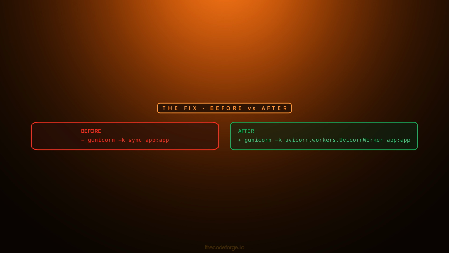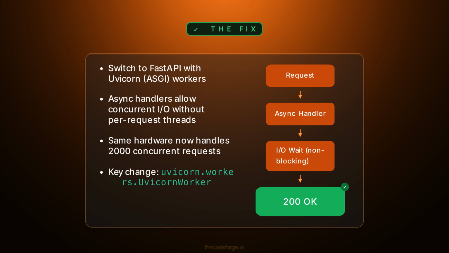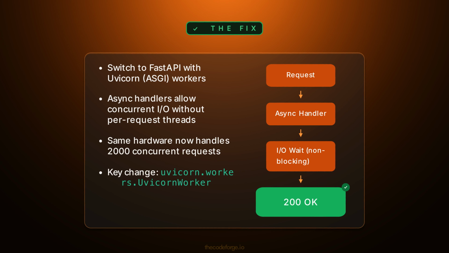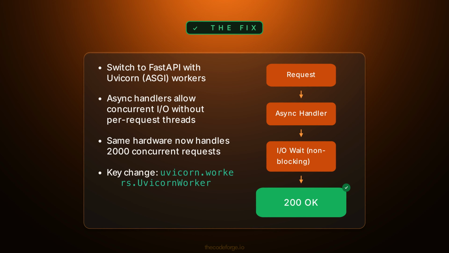Switching to FastAPI with Uvicorn's ASGI async workers allowed concurrent I/O without per-request threads, handling 2,000 concurrent requests on the same hardware. The fix was switching to FastAPI with Uvicorn's ASGI workers. Async handlers allow the event loop to handle other requests while waiting on I/O. The same hardware now handles 2,000 concurrent requests with under 200 ms P99 latency.